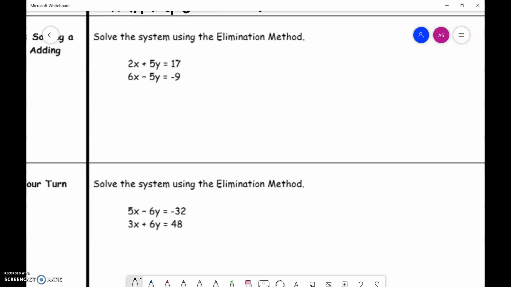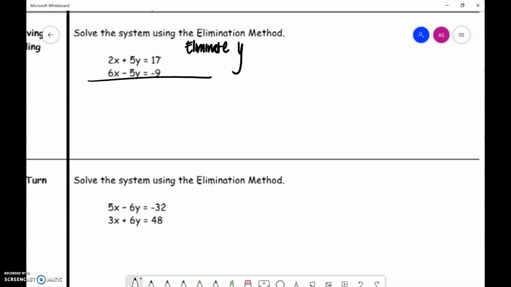This one we have 2x plus 5y equals 17, and we have 6x minus 5y equals negative 9. This time I'm going to eliminate y. The reason I'm choosing to eliminate y is because I have 5y and negative 5y, and those are opposites.